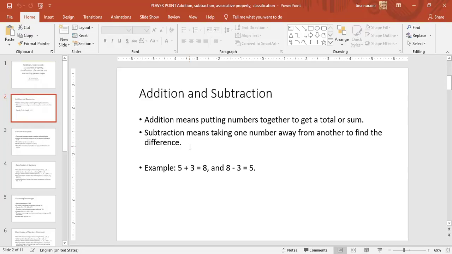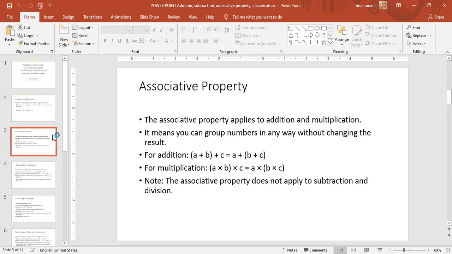Addition means putting numbers together to get a total or sum. And subtraction means taking one number away from another to find the difference. Example, 5 plus 3 equals 8, and 8 minus 3, the result is 5. So it's really easy, for example.